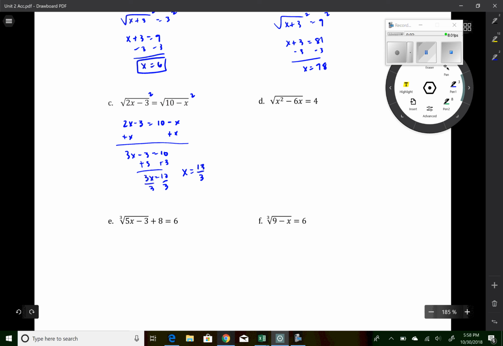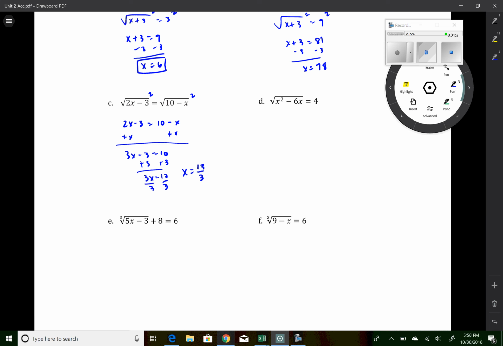Now, not as easy one to check, but it's still checkable, right? So you can plug it in the calculator. You're going to wind up getting 4.3 repeating as your answer on the calculator, or you could plug it back in. You're not going to get a nice number there, but something that you could just evaluate in the calculator.